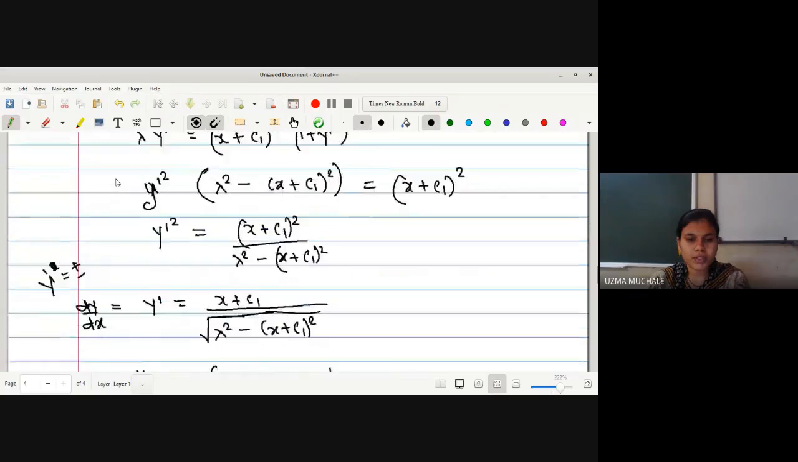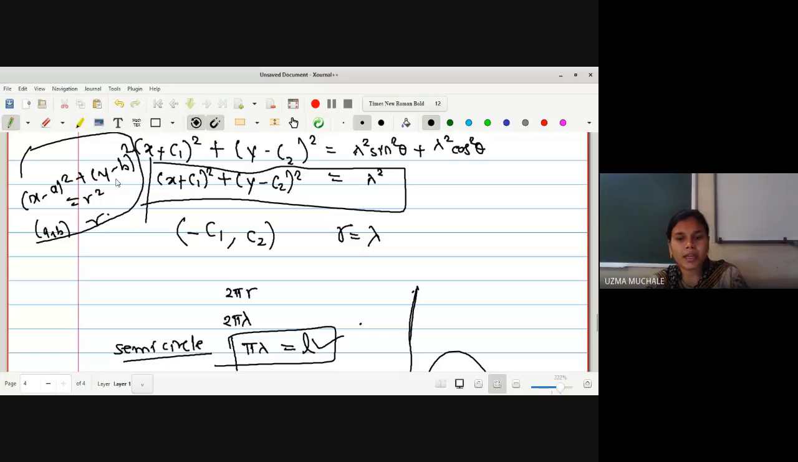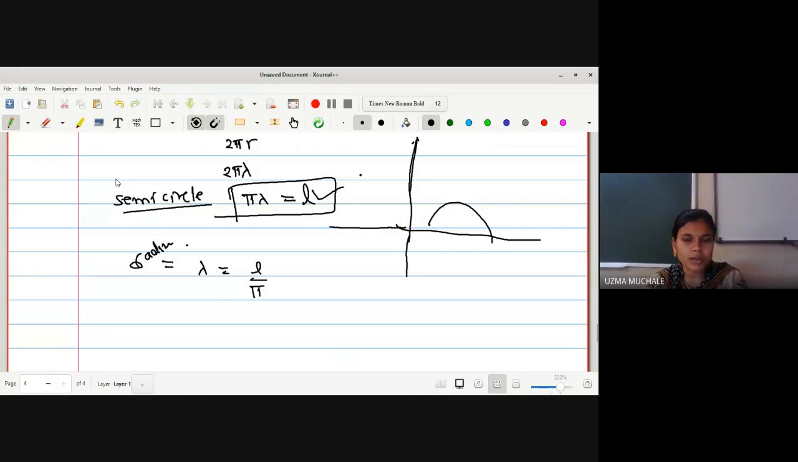And after evaluating these things, we got the circle with center at minus C1, C2 and radius lambda. But we are interested in finding it on the x-axis, and hence we have considered the semicircle. The semicircle will be on the upper half plane. The circumference of the circle is 2 pi r. What will be the circumference of the semicircle? It is pi lambda, but it is exactly equal to L since the length of the thread is L, and hence we can say the value of the radius will be L upon pi. Okay.